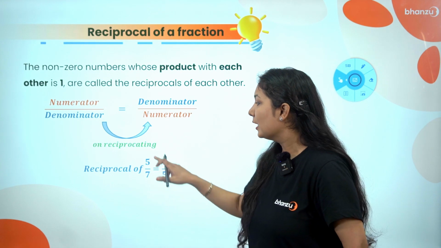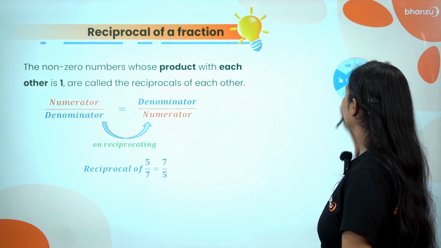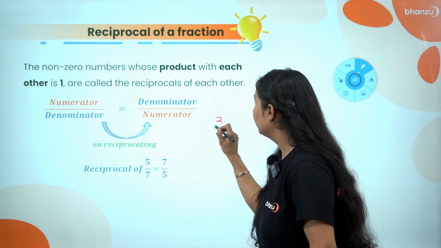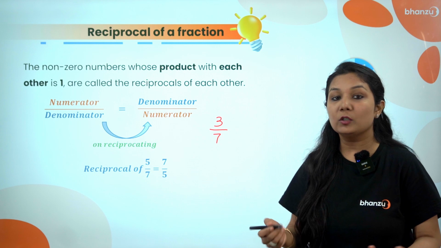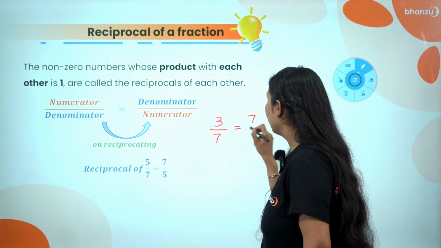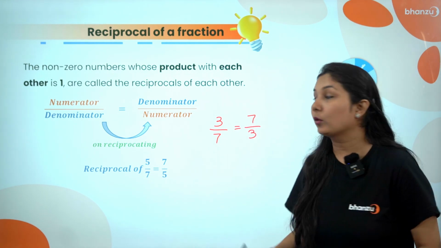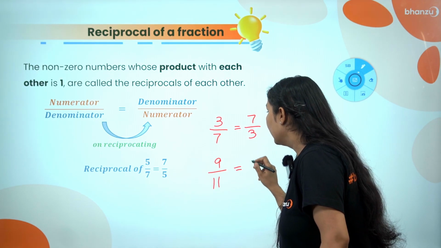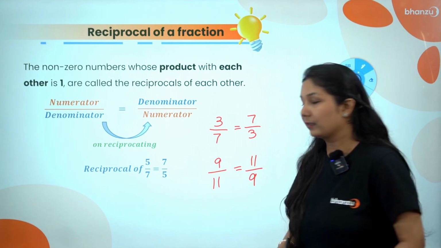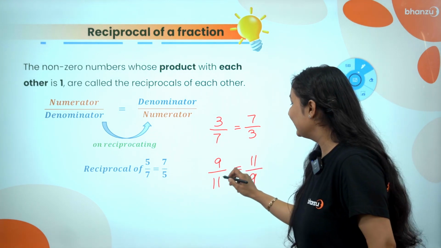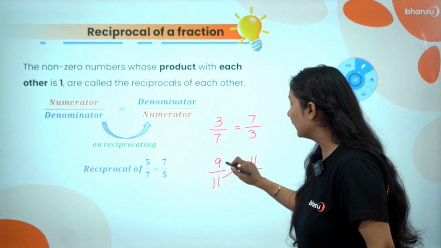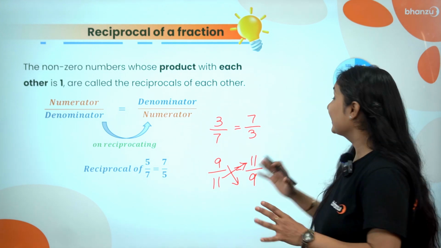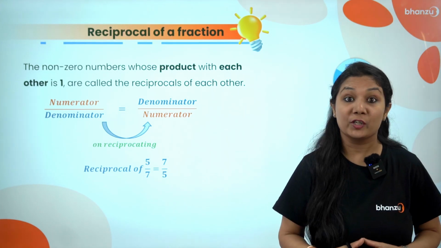So let's see an example. What's the reciprocal of 5 by 7? It is 7 by 5. If I ask you what's the reciprocal of 3 by 7, you will say it's 7 by 3. What's the reciprocal of 9 upon 11? It would be 11 upon 9, right? So reciprocal is interchanging numerator to denominator and denominator to numerator. This is a very important term in division of fractions.